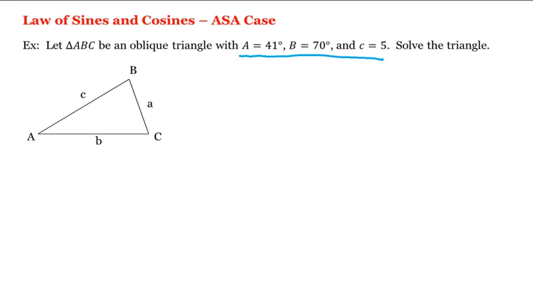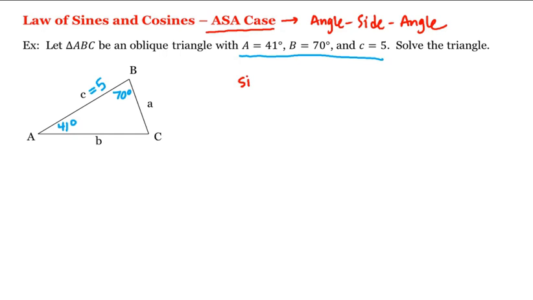So we're given that A is 41 degrees, B is 70 degrees, and the side between them, c, has length 5. Now we're in what's called the ASA case, which stands for angle, side, angle, because we are given 2 angles and the side between them, or the included side. And when we're in this case, we can use the law of sines to help us, which states the following.